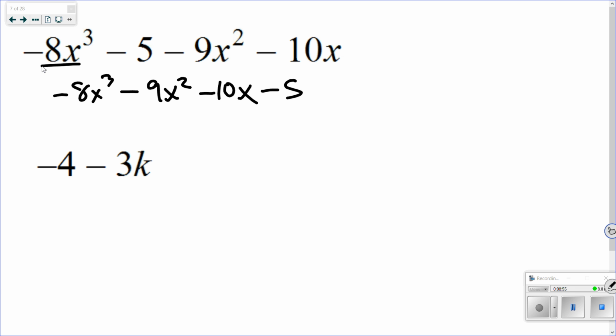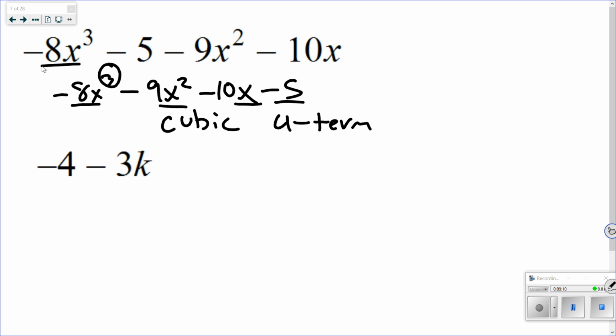Okay, so now that's in standard form. By degree, the highest is a 3. We'd call it a cubic. Number of terms, it's got 4 terms, so we just call it a 4-term cubic. We don't have a special name for it.